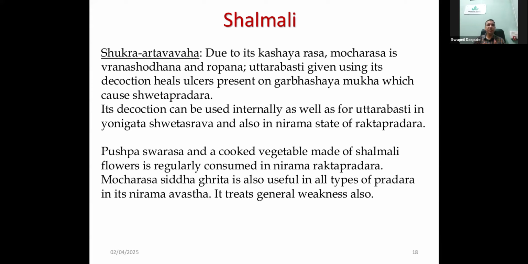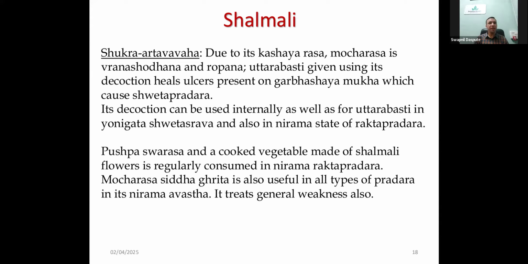Decoction can be used internally as well as for uttarbasti in yonigata shweta srava, also in nirama stage of rakta pradara. So bleeding of any sort, ulceration of any sort, wound of any sort, here internal or external, mocharasa, decoction of it will certainly help. So by now you must have started realizing, if a particular condition patient comes, what all herbs can be put together, in what form it can be used. So connecting the dots will slowly and gradually happen. It is not an overnight process.